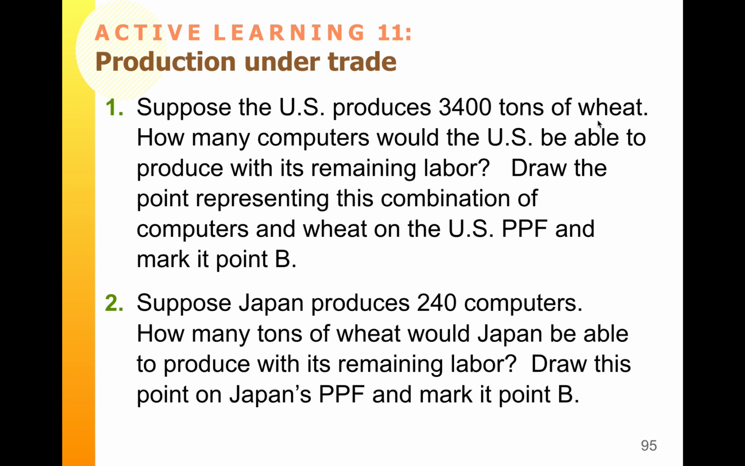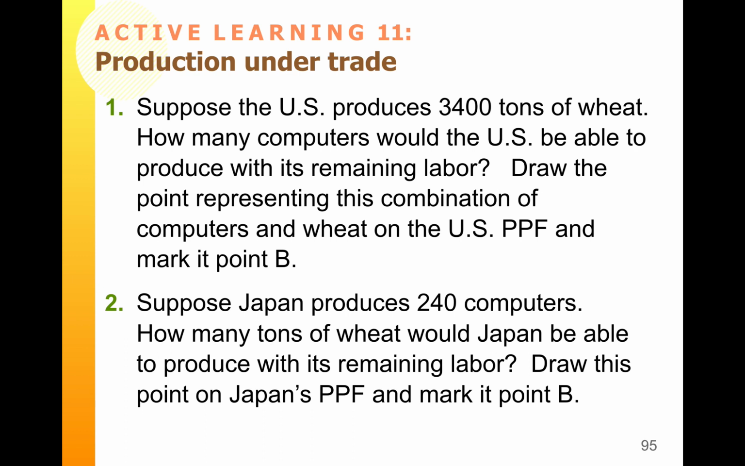All right, for your next active learning, you're going to draw these directly onto the graphs you've already made for the United States and Japan. So you don't need to redraw them at all. But I do need you to get out a different colored pen, something that you haven't used on these graphs yet. So for question 1, we're going to suppose that the United States is going to produce 3,400 tons of wheat. So if you draw that on your US graph at 3,400 tons of wheat, if you draw it all the way over to your PPF line and then draw a line down to the computer axis, you need to figure out how many computers the US would be able to make.